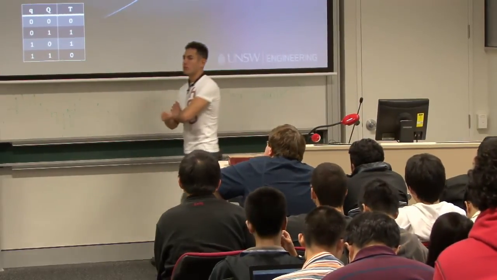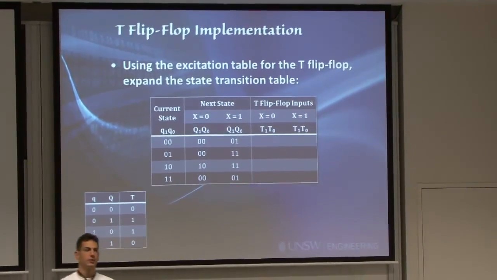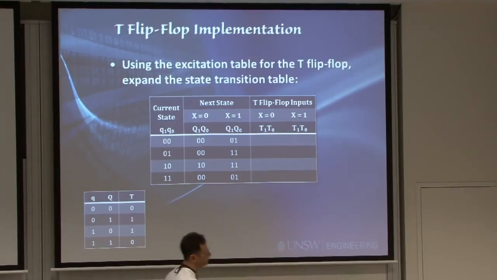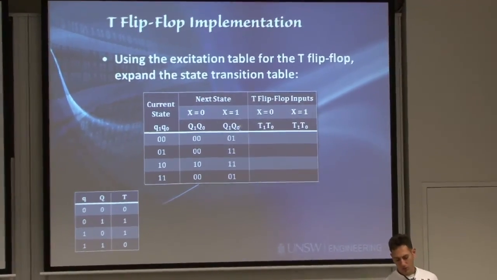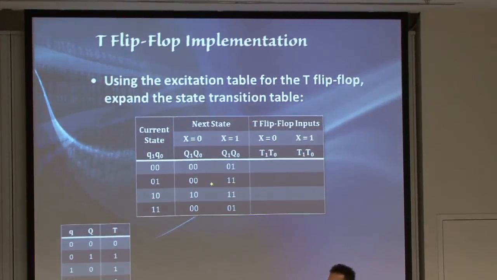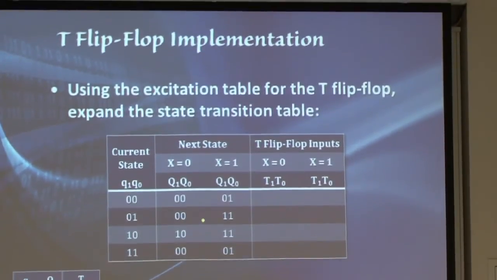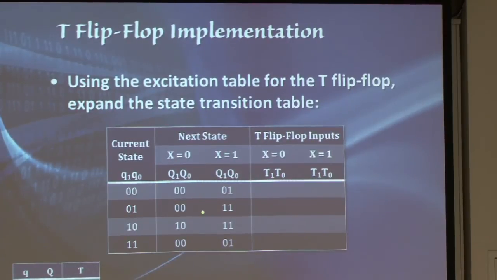Just to quickly finish it off, because I think the idea is fairly familiar. It's just a little bit of a different method to get there using the T flip-flop. If you remember, the original question was, here's a state table. Implement the circuit using both JK and T flip-flops. I won't make you go the two ways. We'll just try to implement the circuit.